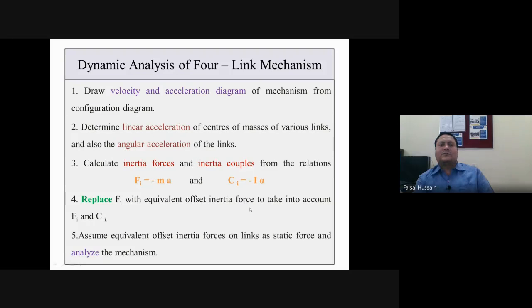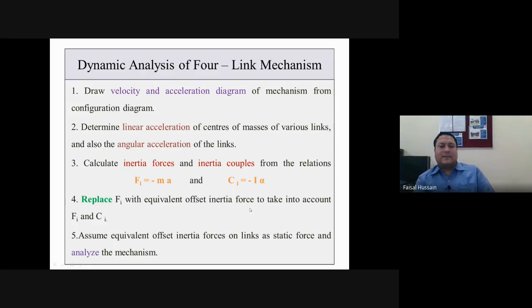centripetal or radial acceleration and tangential acceleration magnitude, and then converting it into a scale. After that, step number 2 will be to find linear acceleration and angular acceleration of the links. Then step number 3 will be to determine inertia forces and inertia couples by using the relations which is mentioned here, Fi equal to minus Ma and Ci equal to minus I alpha.